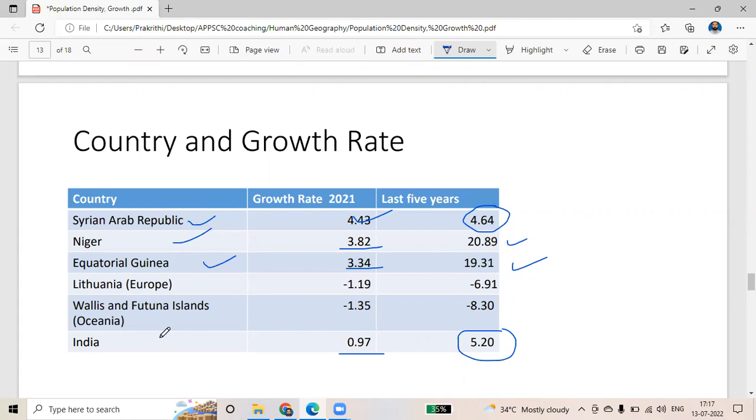And the lowest one is Wallis and Futuna Island in Oceania, that is -1, it has gone negative, and for the 5 years it is -8.30%, so it is the lowest. So what happened? Earlier, in the same area, with a population of 100, it is now reducing to 90, 80. So that is also a negative impact as well. So every country needs a particular population.